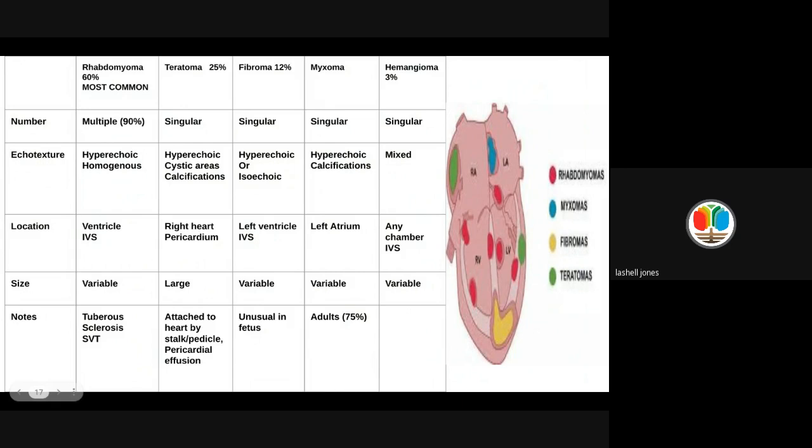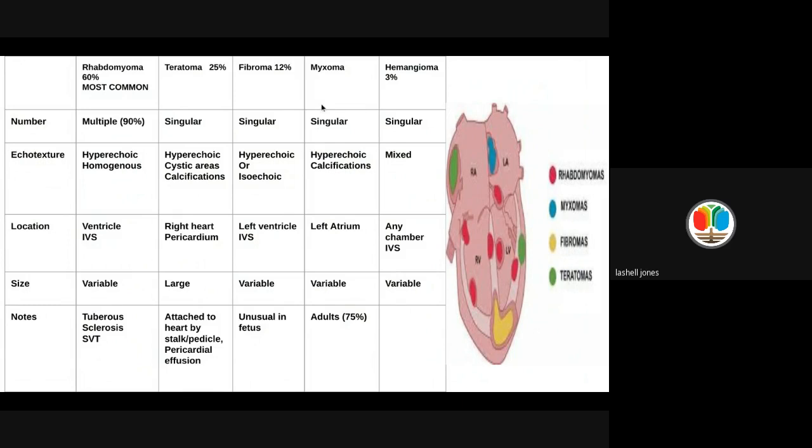Now they list these, and you want to know the difference between all of them. Definitely know the most common, especially teratoma, 25%, usually singular. That's more hyperechoic. I have this diagram here so you can see the typical locations for each one. So you want to be familiar with this for sure. The least common is the hemangioma, which is at 3%, singular, has a mixed texture. It can be located anywhere and is variable in size.